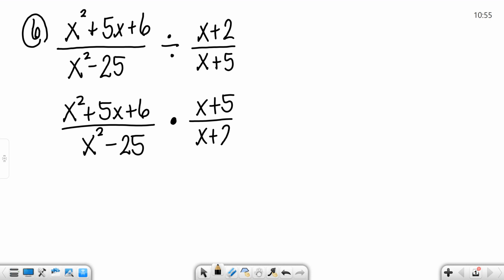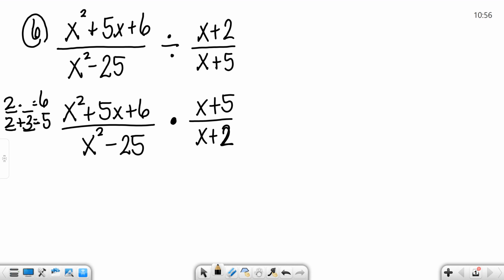I'm not sure why my things are disappearing as I write them. Okay, so now we have multiply. And so now we go back to our little multiplying rules that say factor any numerator or denominator that can be factored. Well, this numerator on the left-hand side can be factored. It is a trinomial. A times C is 6, and my B value is 5. So the numbers I will use are 2 and 3.